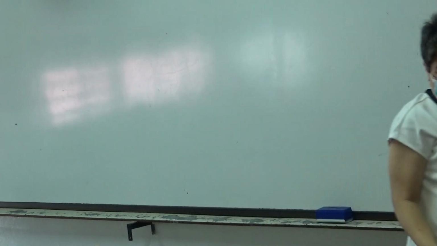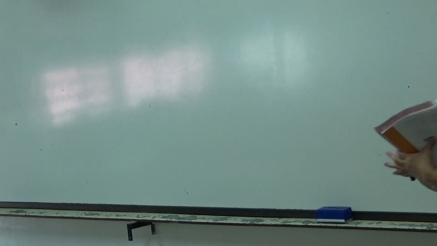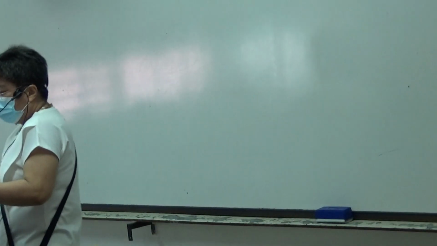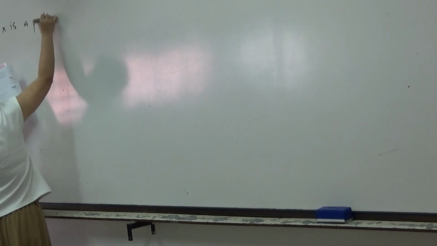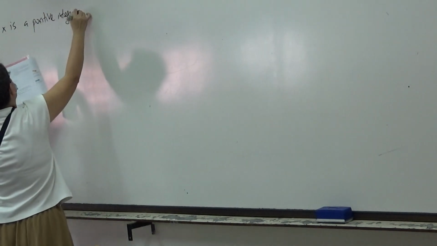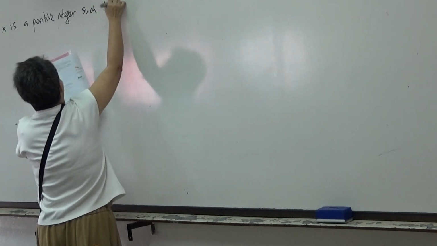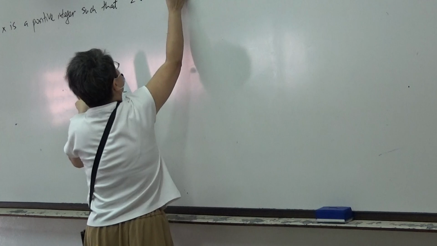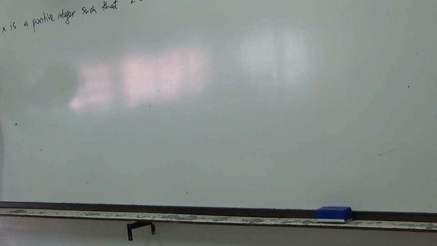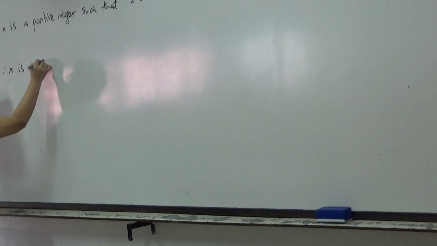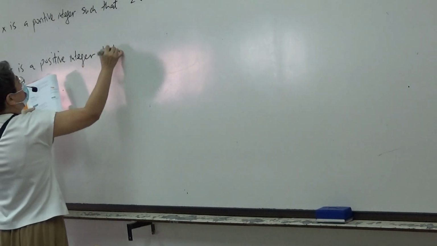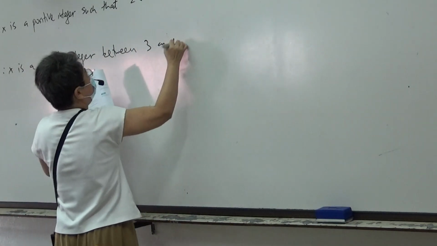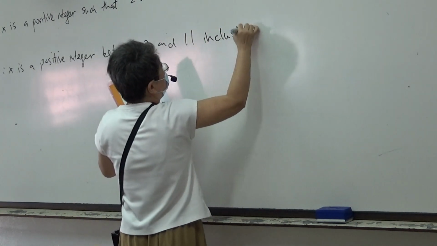Okay, when I go to work example 1, most likely you'll be better in what I'm saying. Now let's look at work example 1. It is given that A is a set X such that X is a positive integer such that X is bigger equals to 2, less than 11. And B is X, X is a positive integer between 3 and 11 inclusive. Okay?